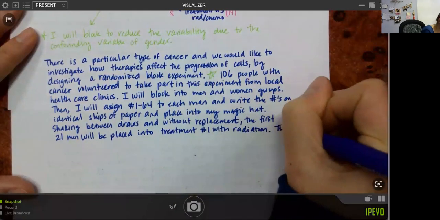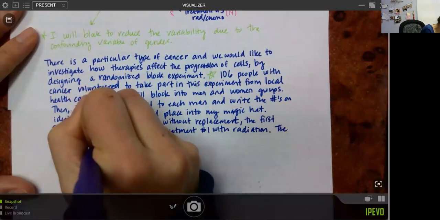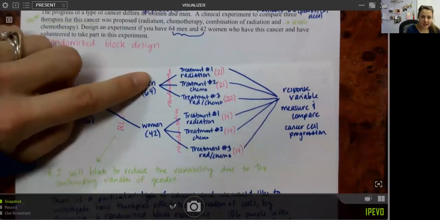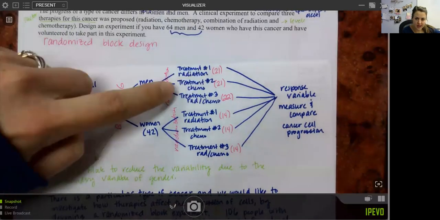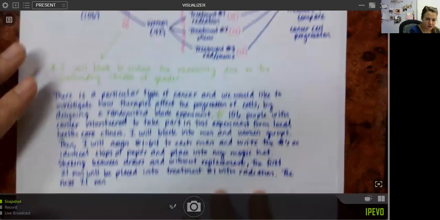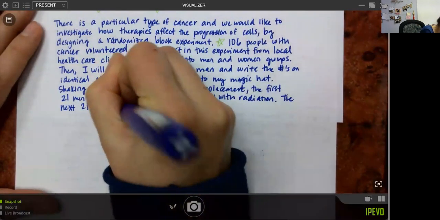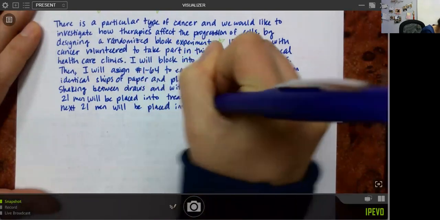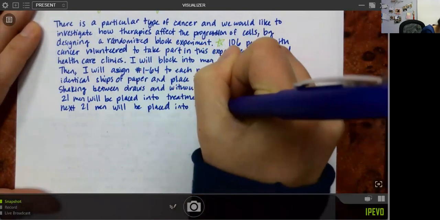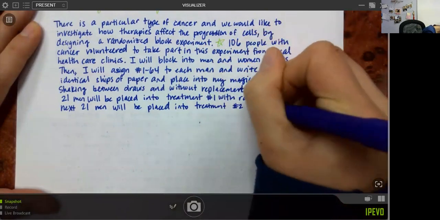The next 21 men. So again, what I'm doing here is I'm looking from bottom down. So the first group is radiation, the next group is chemo, the next group is going to be the combined. So the next 21 men will be placed into treatment number 2 with chemo.